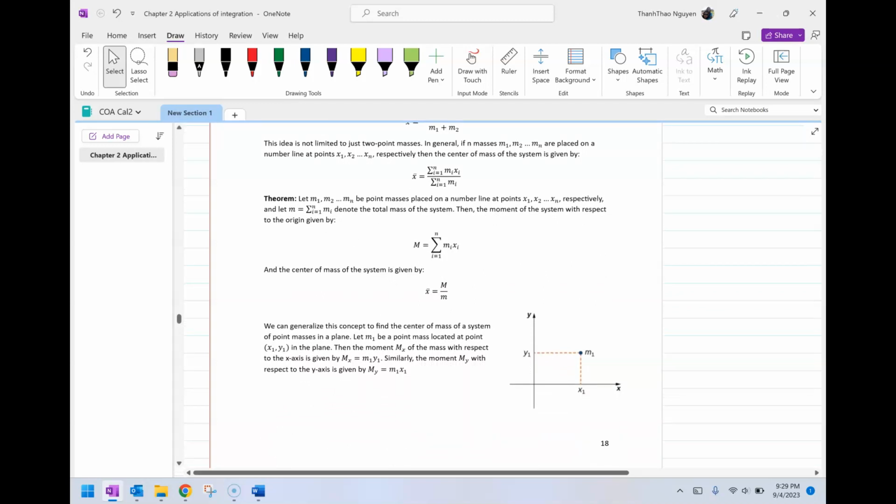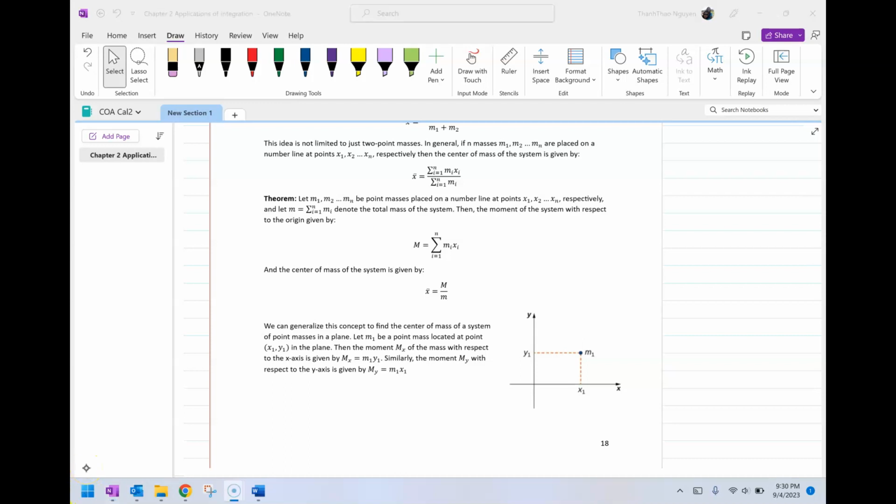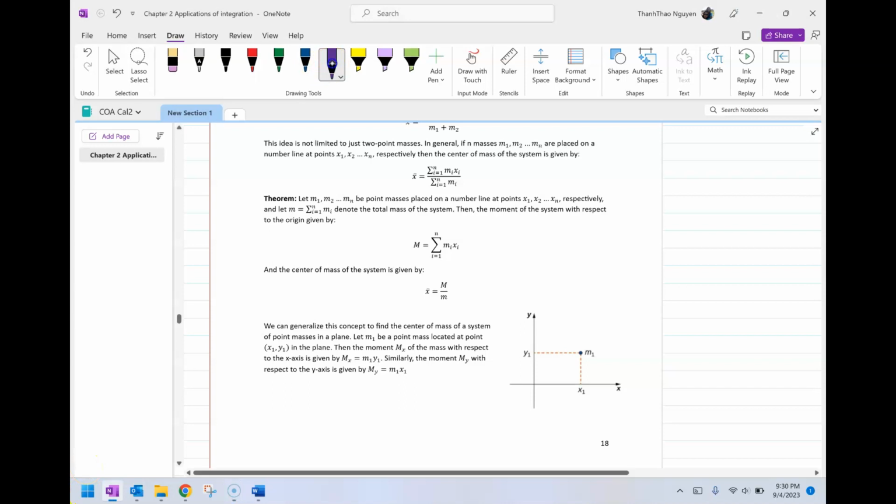We can generalize this concept to find the center of mass of a system of point masses in the plane. Let m1 be the point mass located at the point x1, y1 in the plane. Then the moment m sub x of the mass with respect to the x-axis is given by m sub x equal m1 times y sub 1. So why is it times y sub 1? Because the distance of m sub 1 to the x-axis is actually y sub 1.